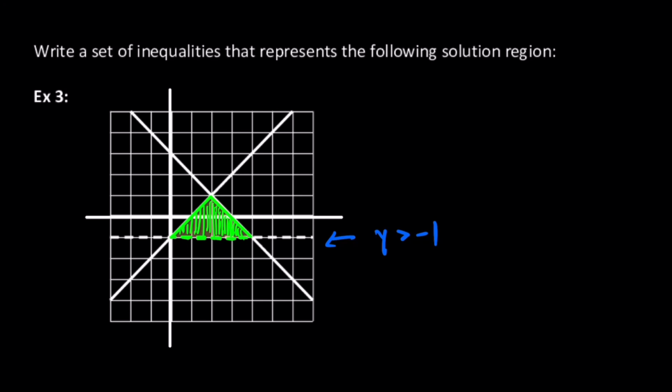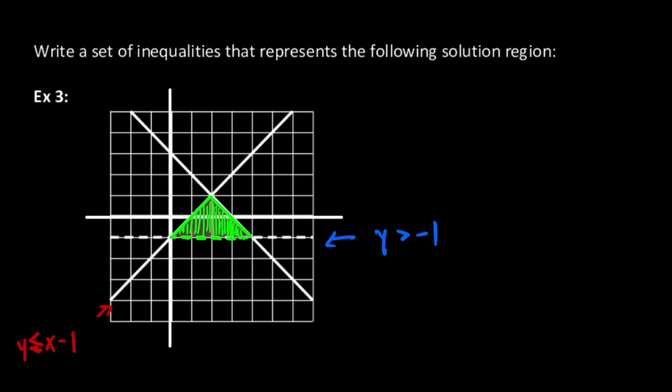How about this one? Pretty straightforward. It looks like the slope is 1, right? Up 1 over 1, up 1 over 1. The y-intercept is -1. Okay, so this one right here would be y equals x minus 1, and I'm shading below. So it's less than or equal to that. Less than or equal to x minus 1.